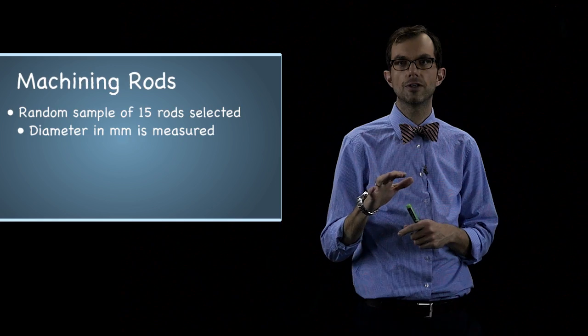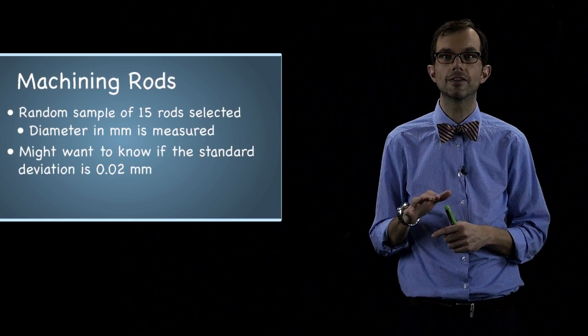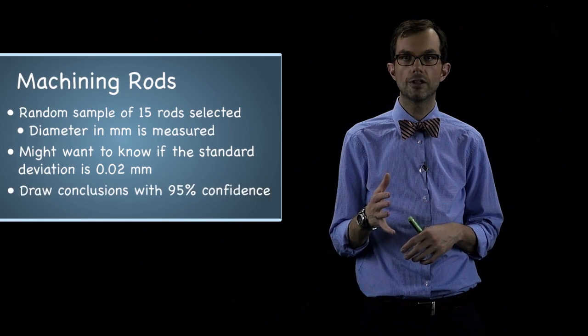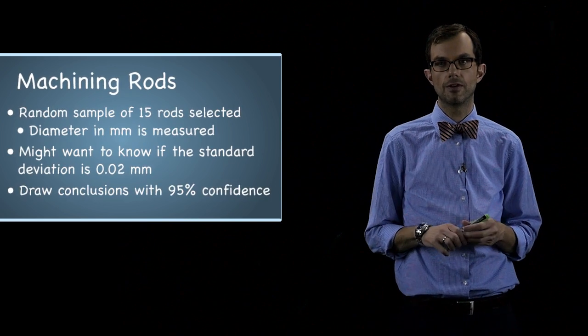As a quality control engineer, you might want to know whether or not the standard deviation is 0.02 millimeters. Let's draw conclusions with 95% confidence. So we want to know something about the variability of this machining process, and the variability can't be too great or too small. Too great is a bad situation. Too small, it's taking too long to get things really exact. We can accept some amount of variability.